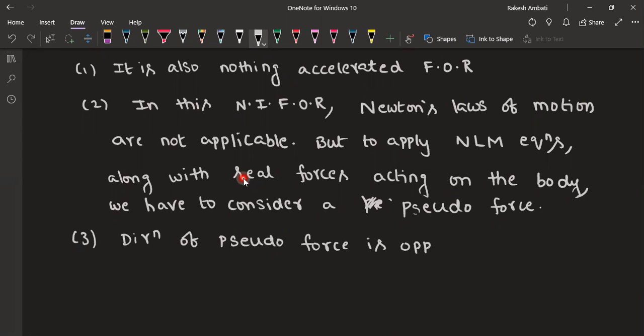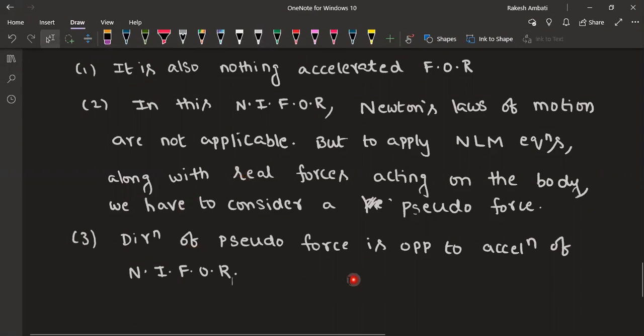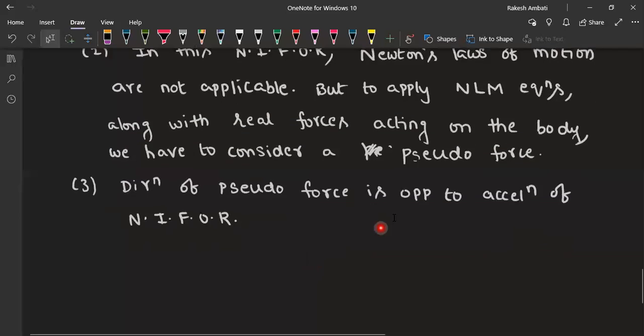Pseudo force is opposite to the acceleration of the non-inertial frame of reference. For example, if the non-inertial frame of reference is accelerating forward, then the pseudo force will be in the backward direction. So what is the direction of the pseudo force? That is opposite to the acceleration of the non-inertial frame.